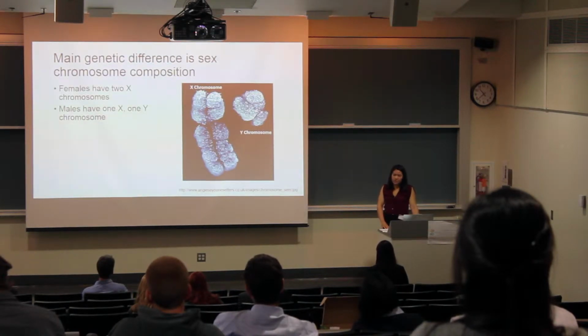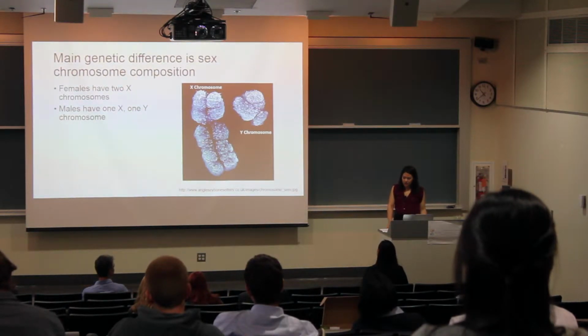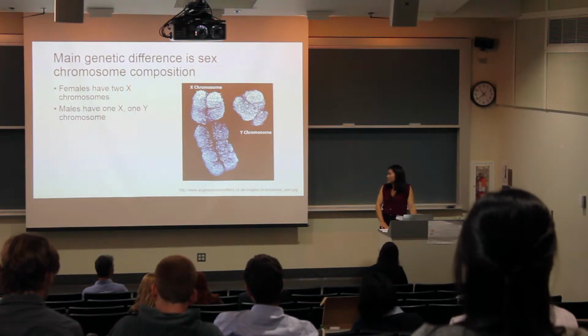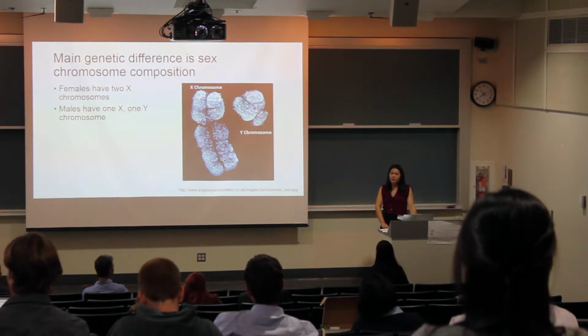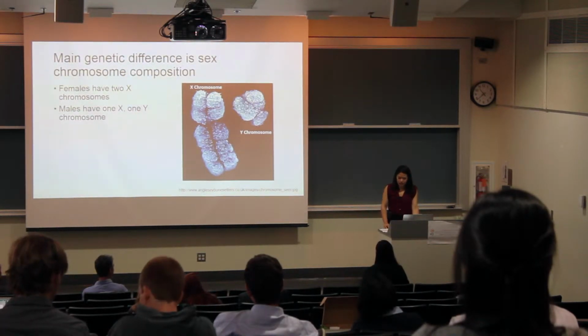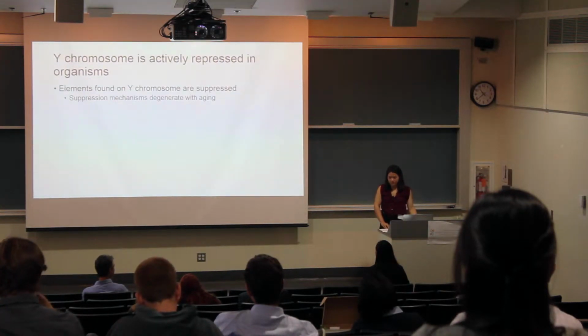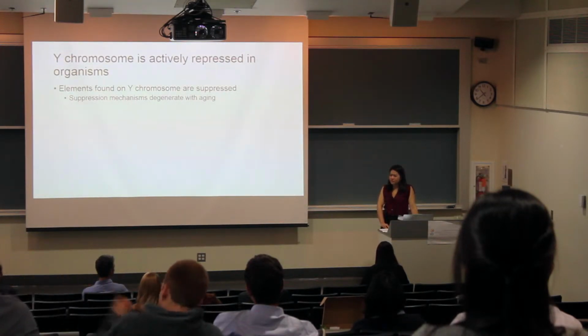The main genetic difference between males and females is that males have one X and one Y chromosome, and females have two X chromosomes. In this image, the Y chromosome to the right is much smaller than the X chromosome. The Y chromosome is gene poor, degenerated, and full of repetitive and non-coding DNA sequences. Organisms actively repress the Y chromosome and its features. Suppression mechanisms fail with aging.